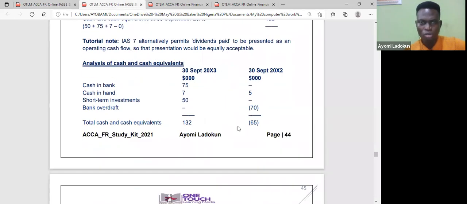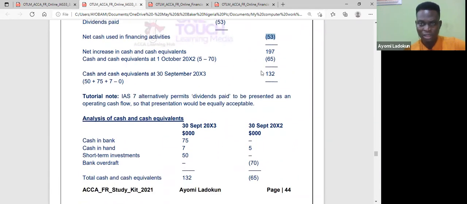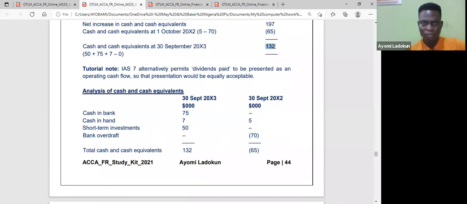So for your analysis of cash and cash equivalent, whatever figure you have there is what you are bringing on here. So you look at your cash at bank in 2013. I've told you what is your cash and cash equivalent. Cash at bank is 75. I don't have anything last year. The cash in hand is already in the account. Then you bring on your short-term investment. Then there was an overdraft. I have withdrawn more than what I have, so it will be in brackets. So my total cash and cash equivalent is 132. Okay, and that's exactly what you have here.